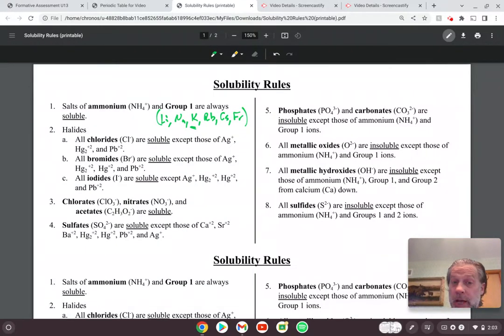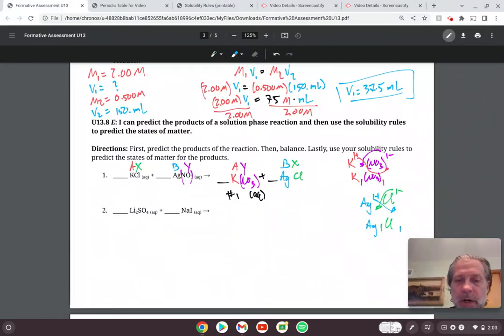Ag is not a group 1 metal, so rule number 1 doesn't apply. Chlorine is in rule number 2, and it says they're soluble except if they're paired up with silver, mercury, or lead. In this case, AgCl is definitely paired up with silver, so that means this is going to produce a solid, because of rule number 2. And then the last thing you have to do is balance, and this one happens to be balanced as it's written, so we're going to leave it alone.